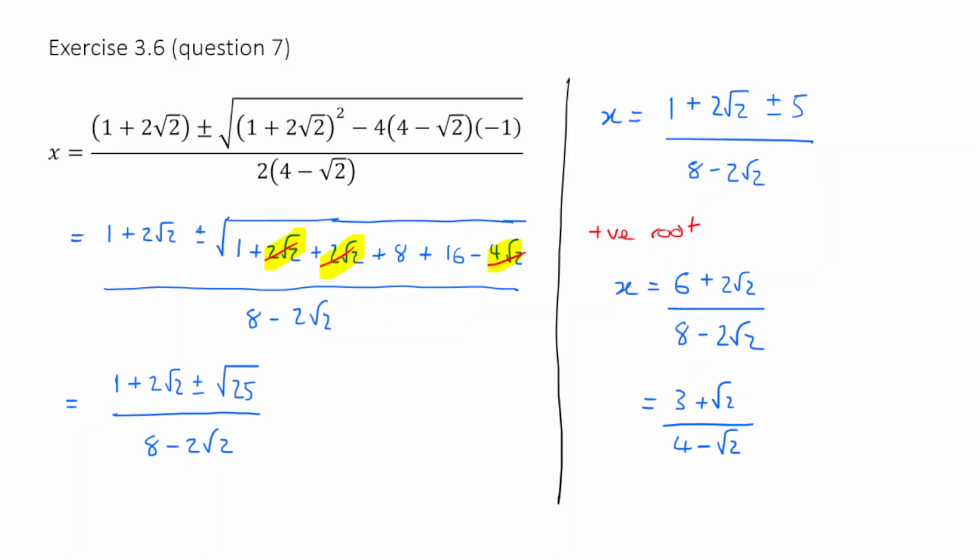So we're almost at our answer. All we've got to do now is rationalize. So I'm going to take this thing and go to another page. Okay. So I am going to have x is equal to 3 plus root 2 divided by 4 minus root 2. Okay. And how do I rationalize that? Well, I've got to multiply both the numerator and the denominator by the conjugate. In this case here, the conjugate is 4 plus root 2.